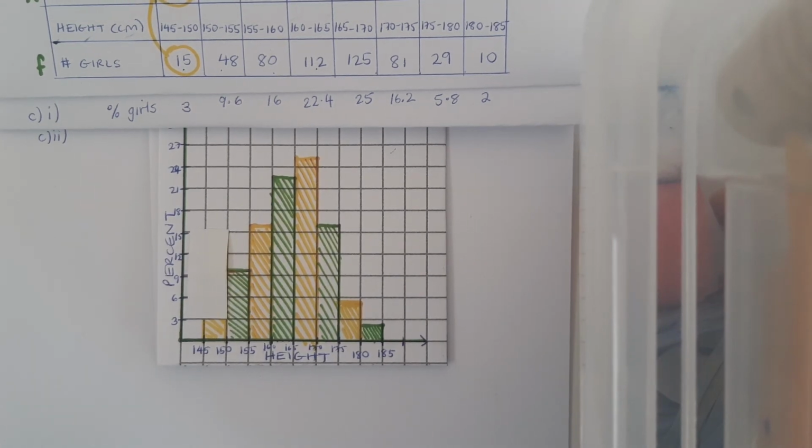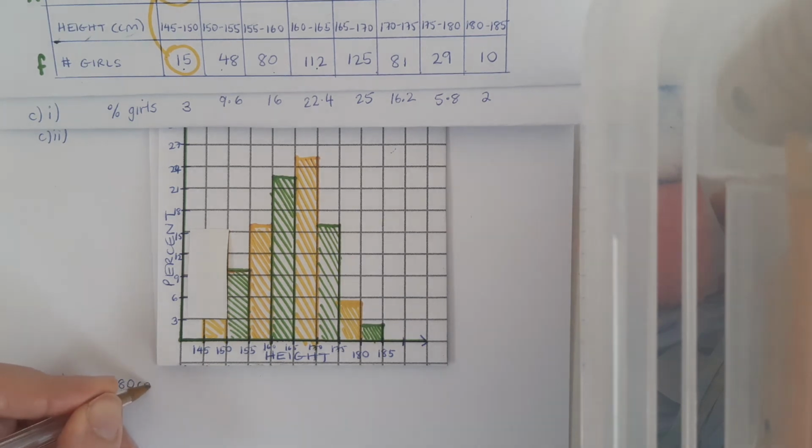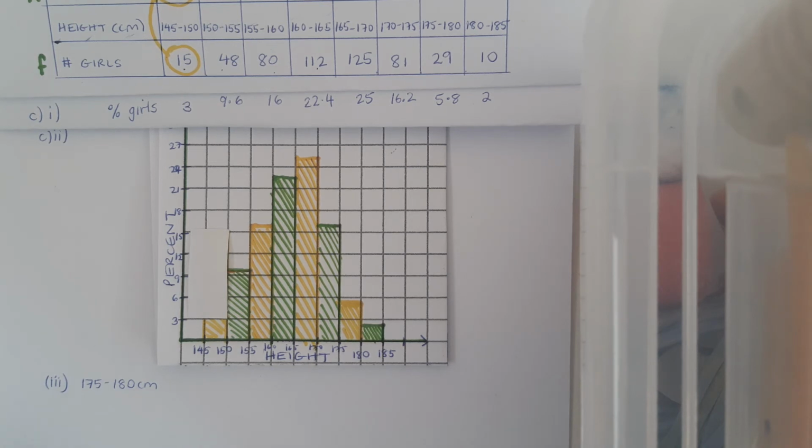And our diagram should look like this. Part 3 of the question asks us to look at the 175 to 180 centimetre category for the boys and the girls and see if we can support the claim that there are roughly twice as many boys as girls in the 175 to 180 category.